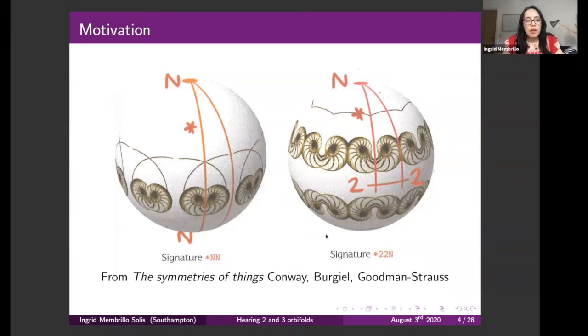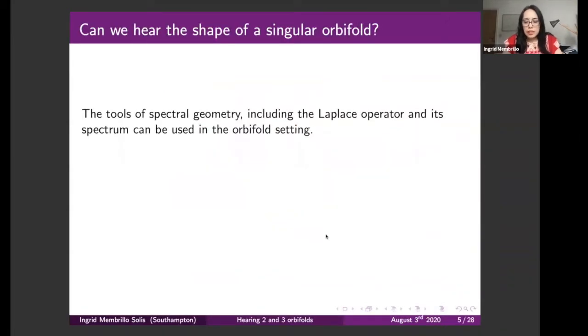certain objects. All right, so the idea of this talk is to relate orbifolds to spectral geometry with the following question: can we hear the shape of a singular orbifold? As most of you probably know, the tools of spectral geometry have been applied very much to the case of manifolds, which are, as we will see later, a particular case of orbifolds. But we can apply the same tools of spectral geometry to more general orbifold settings.